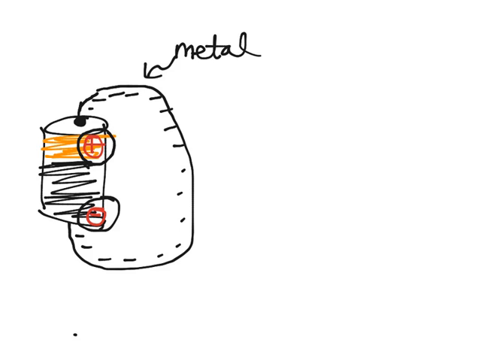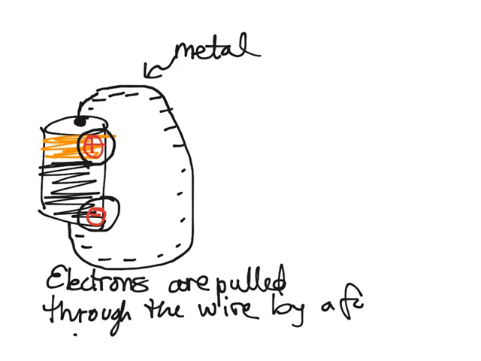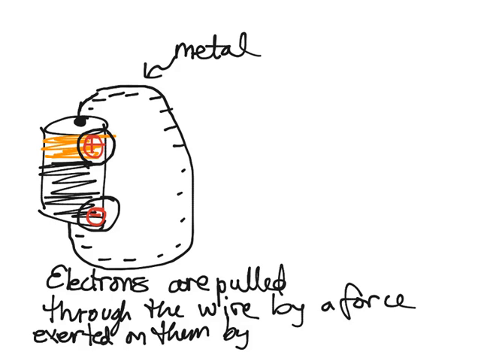So what's happening, and we're going to relate this back to physics, is that the electrons are pulled through the wire by a force exerted on them by the positive end.